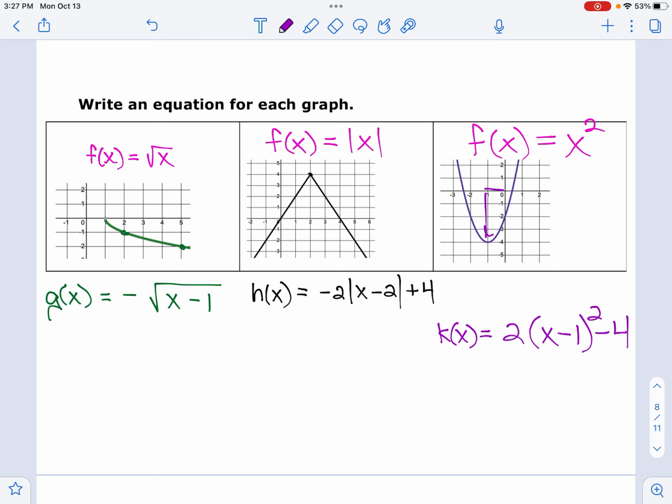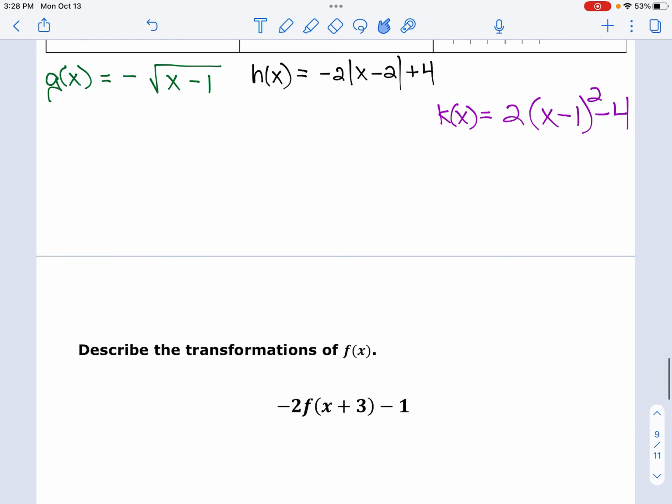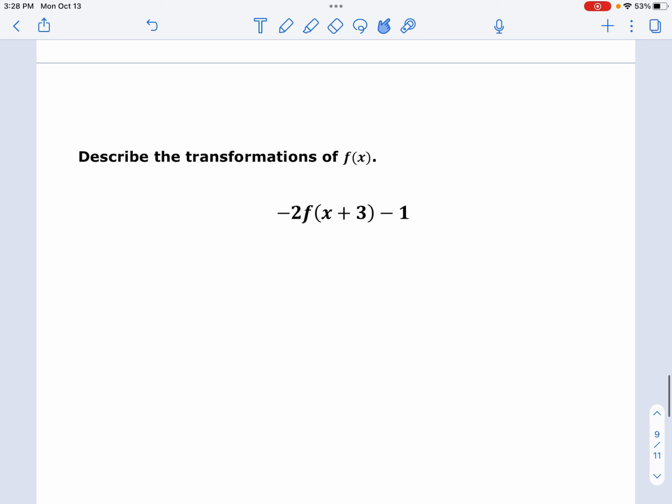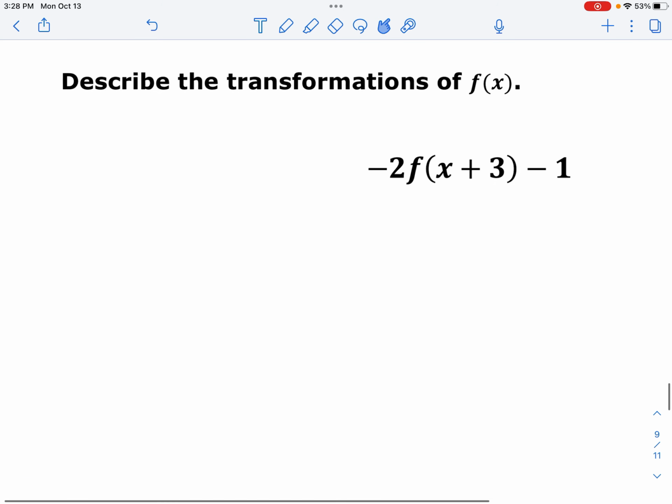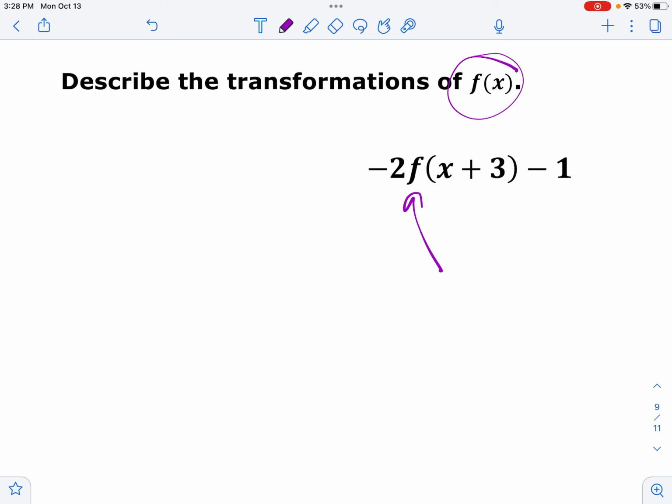And just knowing a little bit about transformations kind of puts that all into perspective and makes it a little easier. Okay. Last thing, describe the transformation of f of x. You'll notice here they've done this in the function notation way. So I have the f there. So they're basically saying take this function, the f, that function, and then they've got this stuff in the middle here, and right here, and right here. So we'll describe those transformations.